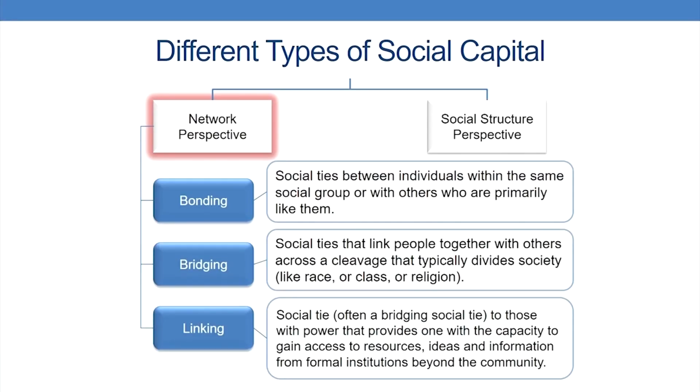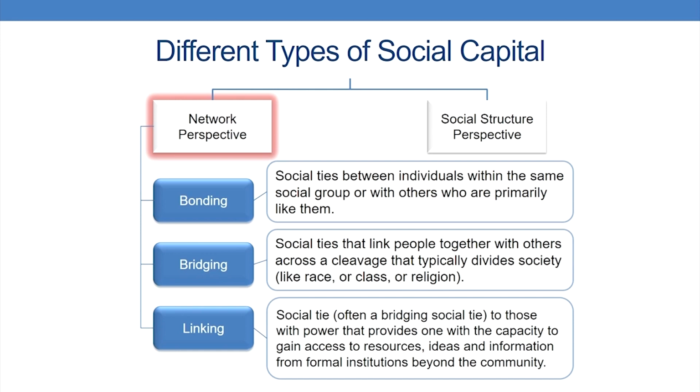Now, there are different types of social capital. A good starting point for understanding how to measure social capital is with understanding the different types of social capital. There are broadly two types of social capital. You have a network perspective to understanding the types of social capital and a social structure perspective. Let us begin with the network perspective.